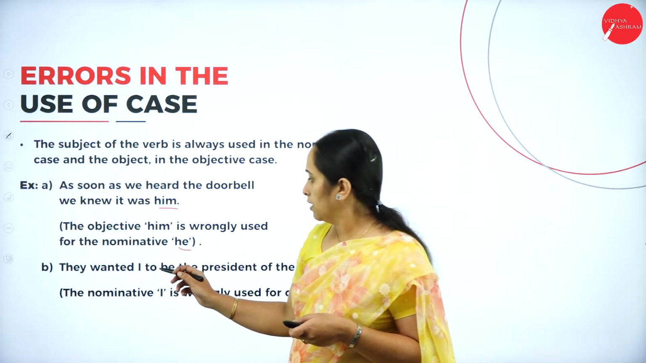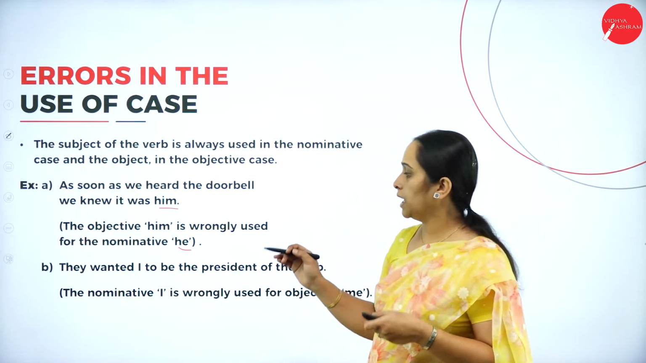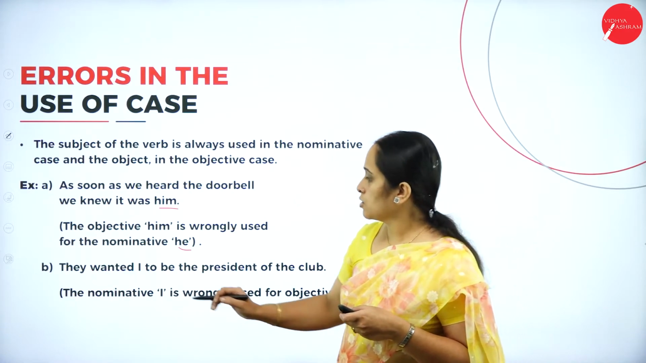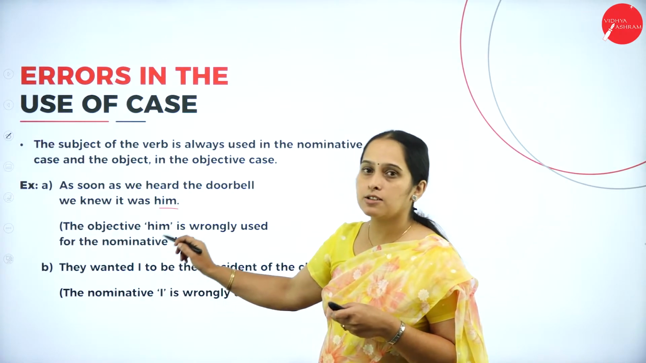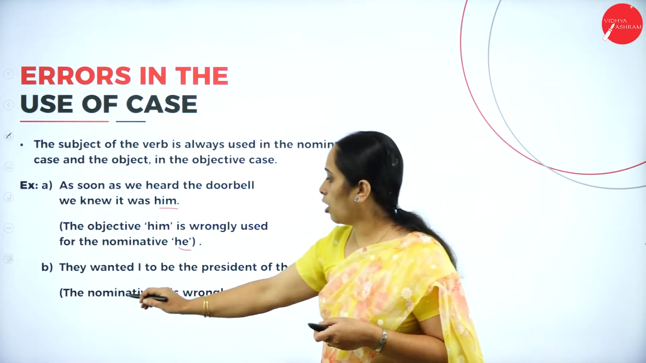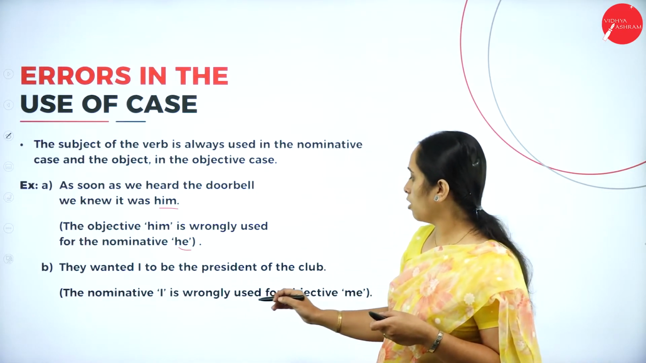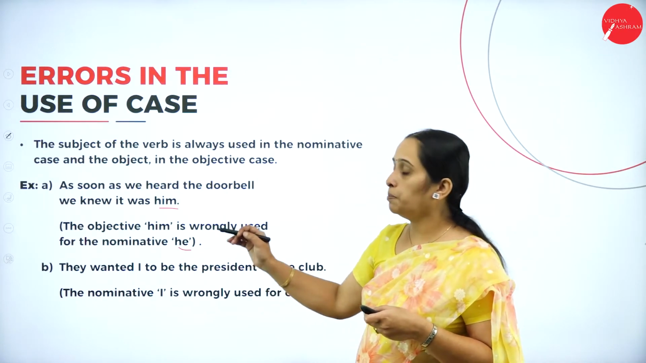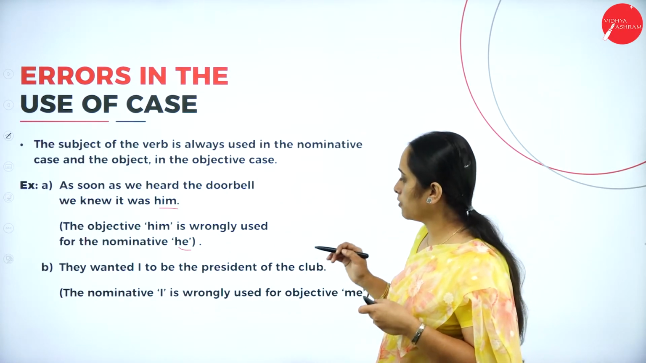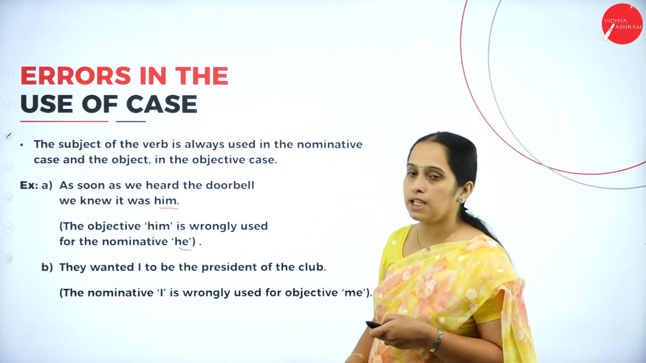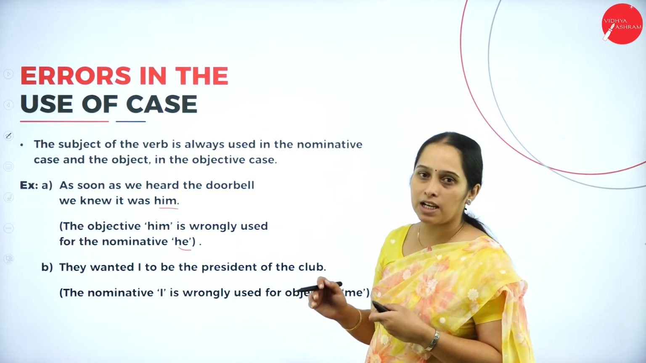The next one: they wanted I to be the president of the club. Here I is the nominative and me is the objective case. So the nominative I is wrongly used for the objective me. They wanted me to be the president of the club. Instead of me, we have used the nominative I. That is where it is wrong.